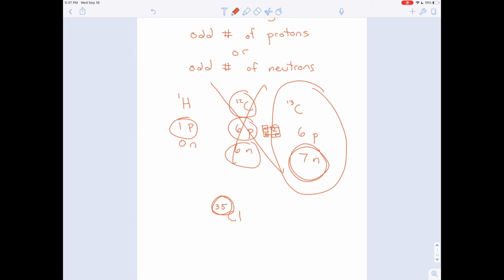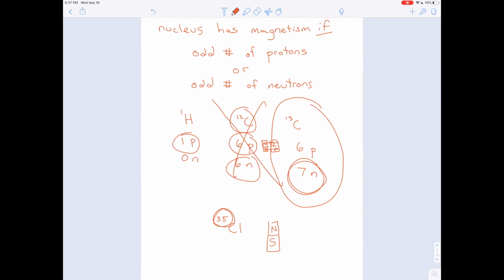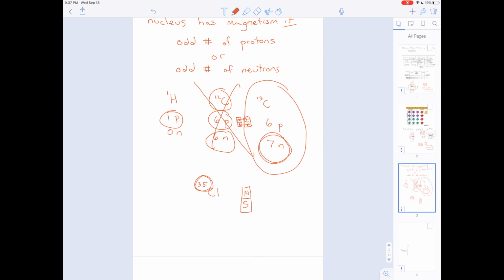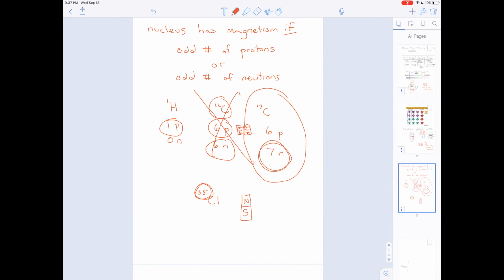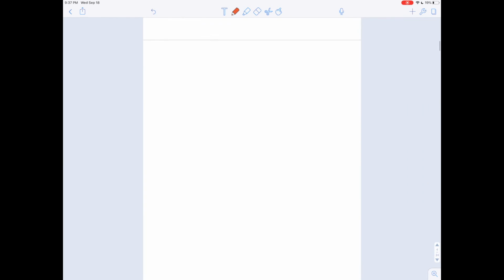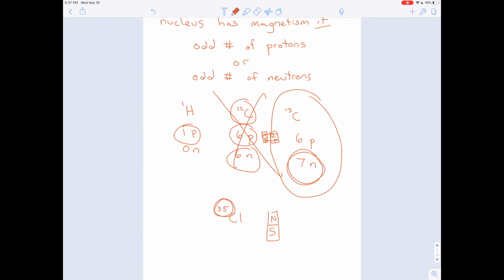And so the nucleus has that little bar magnet, and you'd be able to see it. It would cast shadows in this type of spectroscopy. Okay, so that's the first thing. You can do this spectroscopy with any element that has an odd number of protons or neutrons.